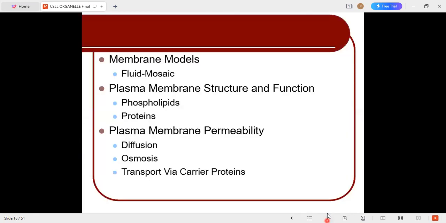So, according to the model of the plasma membrane, which is the fluid mosaic membrane model, this model suggests the plasma membrane structure and function. Regarding the structure and function, the plasma membrane is composed of a phospholipid bilayer that contains phospholipids and proteins. The plasma membrane is permeable to a variety of molecules, and this permeability occurs through diffusion, osmosis, and the transport by various carrier proteins.